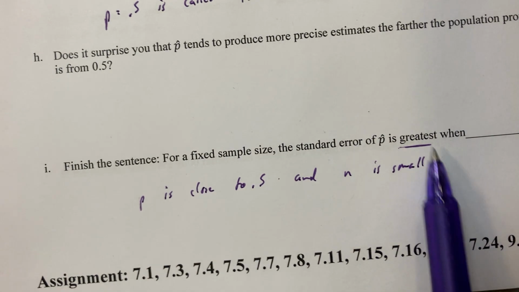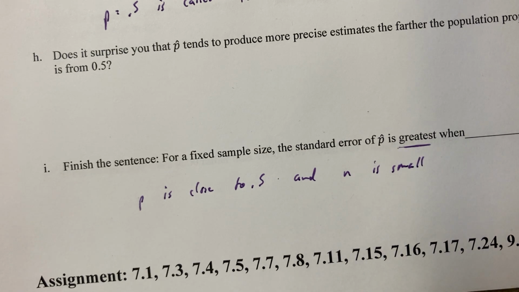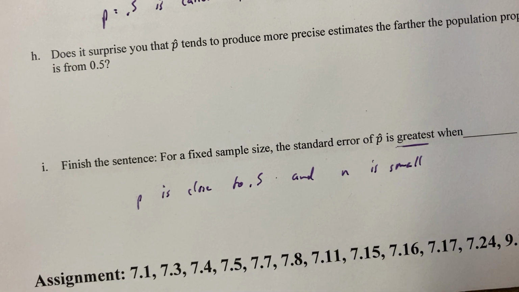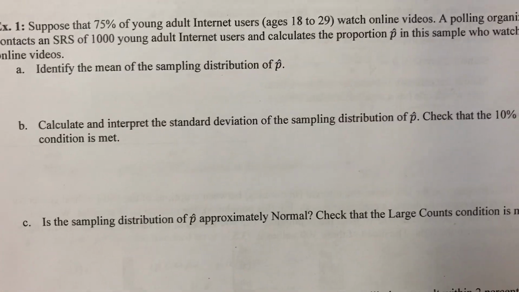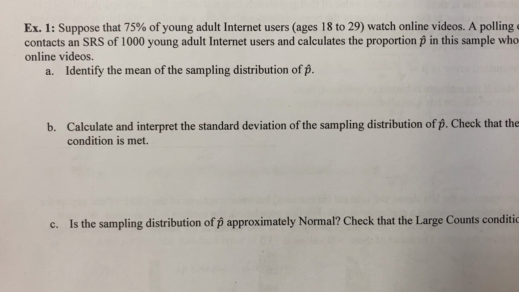Now, most of the time you don't want to get a great standard error. You want to minimize it, which means p is far from 0.5 and n is large, so it'd be the opposite. This question shows up all the time: how is the standard error affected?